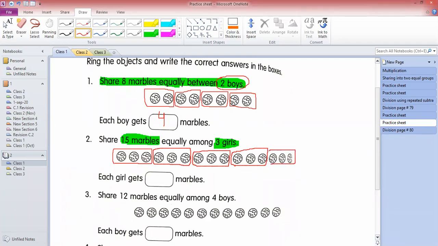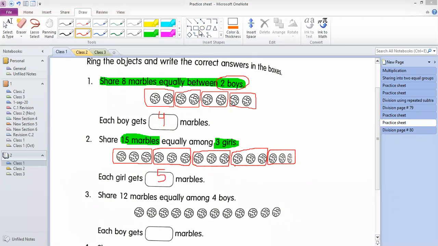Now tell me how many groups of 3 you made. 5. 1, 2, 3, 4, 5. So each girl will get how many marbles? 5. That's very good. This is the easy way, guys. If you forget all methods, it's very easy. You can make groups, count the number of groups, and then tell the answer. Thank you, Yusuf.